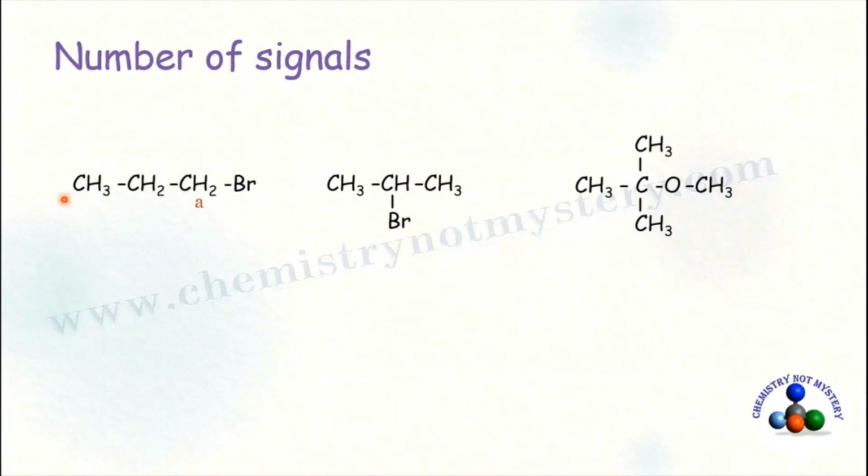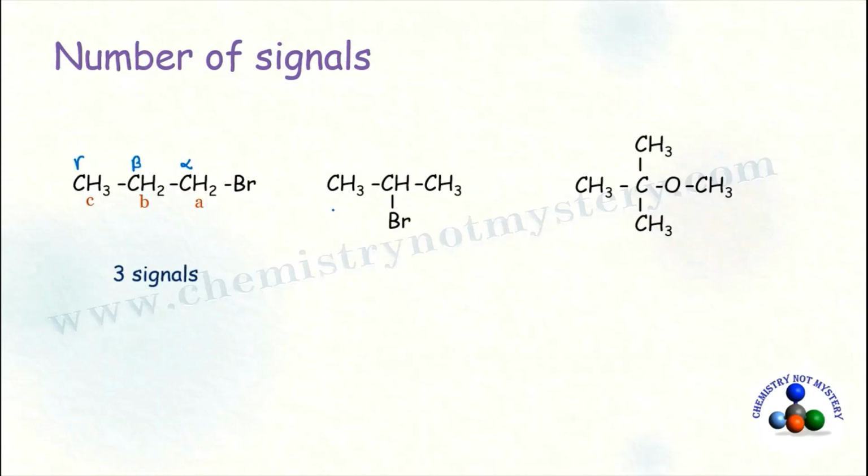protons. In this molecule, there are 3 sets of chemically equivalent protons. Because these hydrogens are bonded to the alpha carbon, and these 2 hydrogens are bonded to the beta carbon, and these 3 hydrogens are bonded to the gamma carbon. As they all 3 are in different chemical environments, there are 3 sets of chemically equivalent protons. So they give rise to 3 signals.